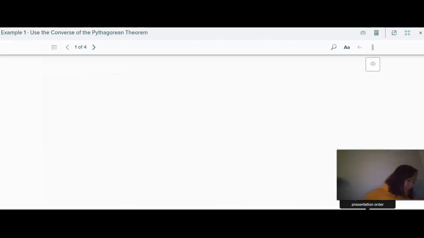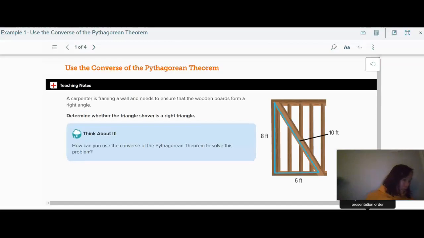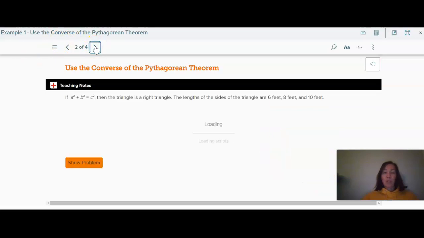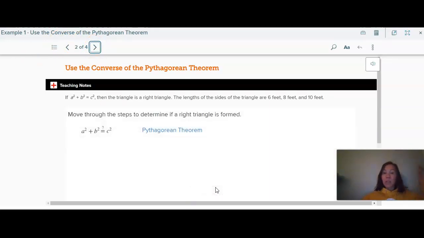I forgot to tell you, that was on page 417 in your books. So you guys can go to page 418 now. We just have 2 examples and 2 check problems for this video, so it'll be pretty quick. A carpenter is framing a wall and needs to ensure that the wooden boards form a right angle. So we want to know if this triangle is a right triangle, because we want to know if we have a right angle at the bottom here.